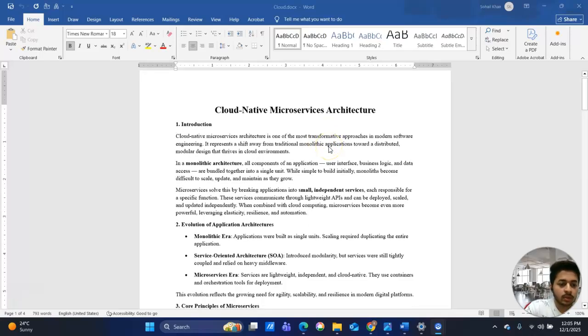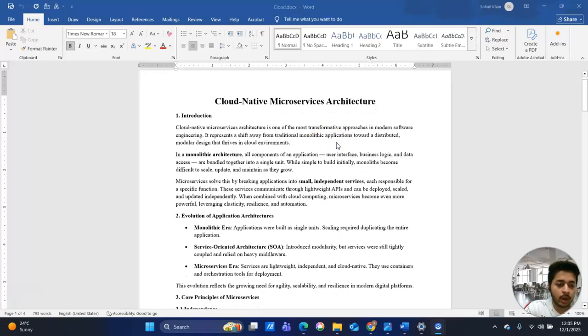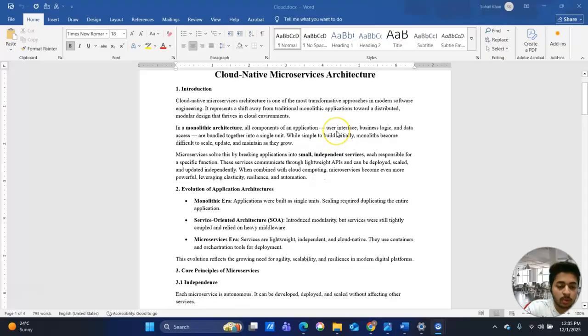Everyone, so again we are coming with a new topic, which is cloud native microservices architecture. In this topic, we first see the introduction, evolution, and so on. So now, first, let's start with the introduction.